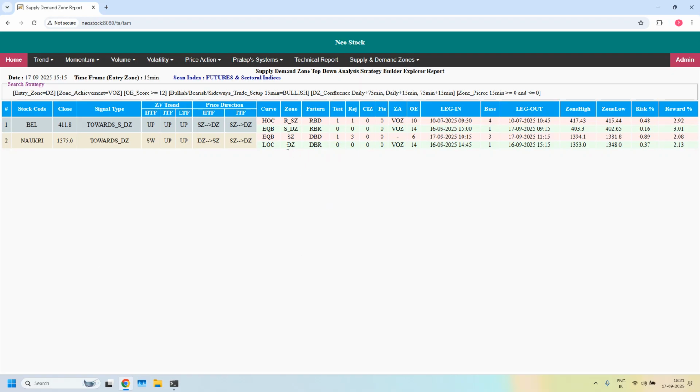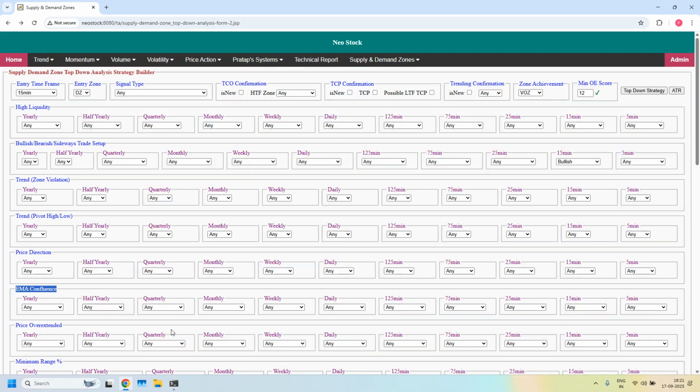In these 2 stocks, these 15 minutes demand zones are overlapped with 75 minutes demand zone. Both together again overlapped with daily demand zone. And daily trend is uptrend in only one stock. Let's verify if this daily demand zone has daily EMA. If that is the case, the overlapped 15 minutes demand zone inside daily might have a higher probability of success. Let's verify.